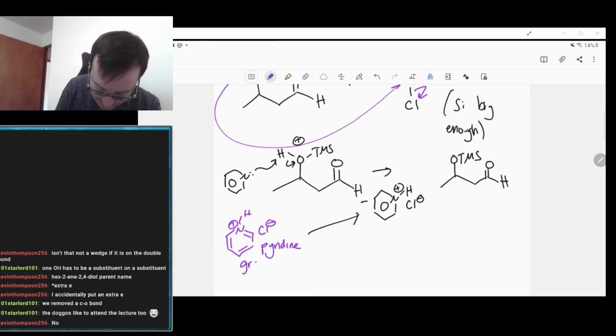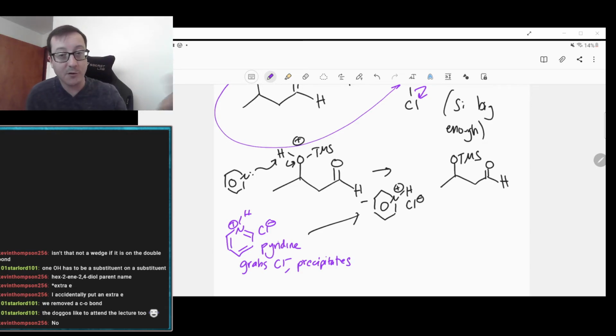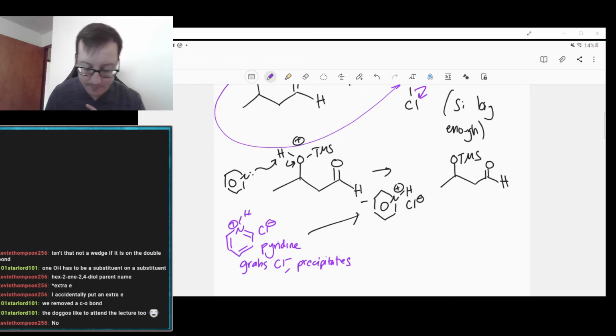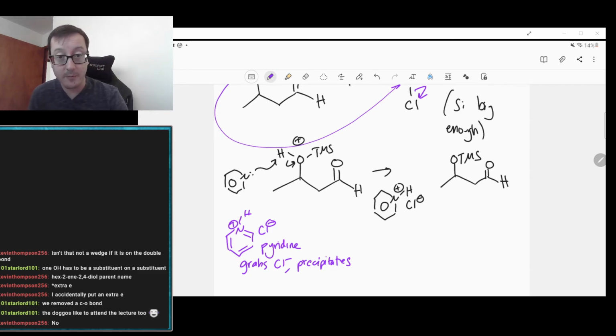Pyridine grabs the chlorine and precipitates out. So it is no longer part of our reaction. That helps drive this forward, and it also removes Cl- from the equation, so it can no longer mess with our reaction. We don't want extra nucleophiles in here because we want our carbon nucleophiles. So why would we want extra nucleophiles around? Getting rid of that chloride with the pyridine is very helpful.